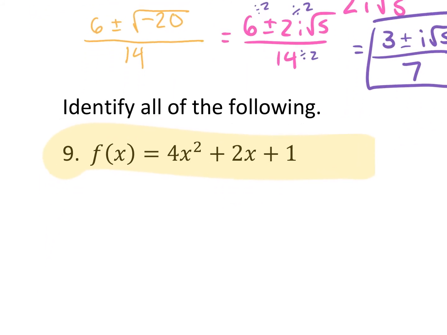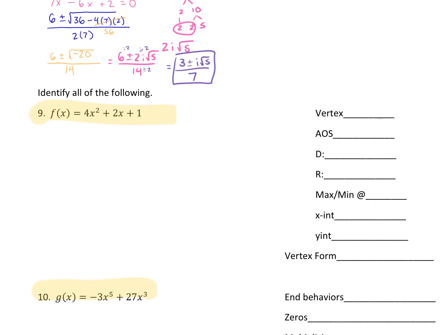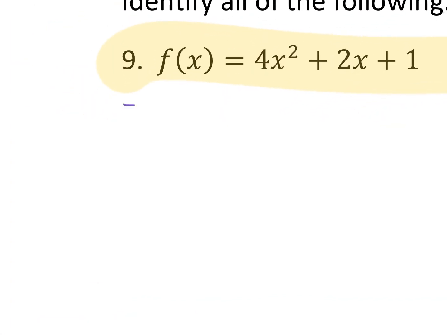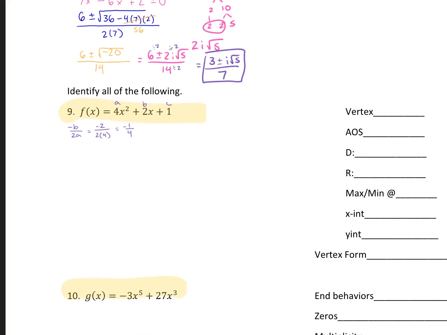All right, number 9. We have to identify all the following. So let's start with our vertex. How do I find the vertex? Negative b over 2a. So make sure your equation is in standard form, and then we have a, b, and c. So I have negative 2 over 2 times 4, which simplifies to negative 1/4. So that gives me my x in my vertex, the first number, negative 1 over 4.